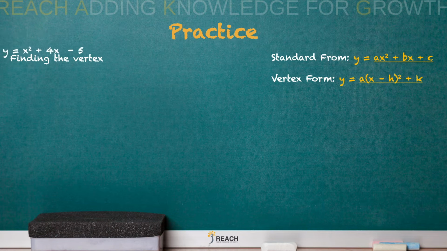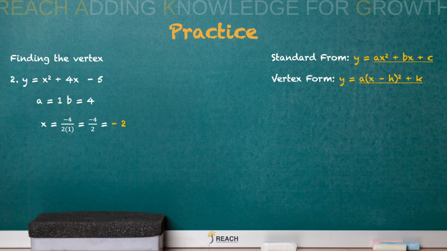All right, let's look at number 2. We see that this is standard form. So we've got to identify our a and our b, which is 1 and 4. And now we use our formula, which is the negative b over 2 times a.